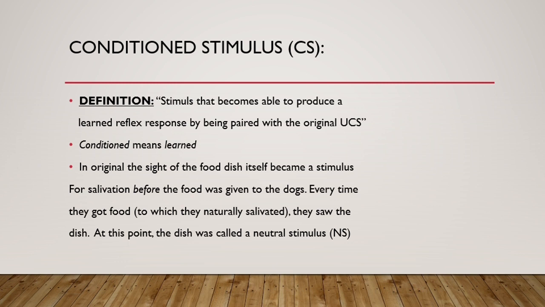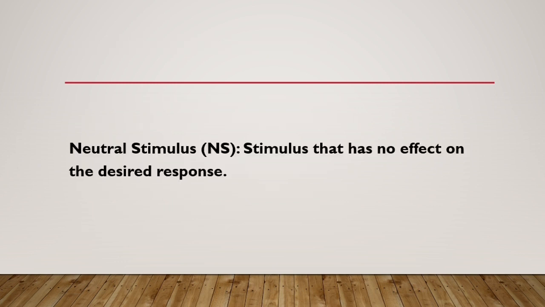Every time they got food, to which they naturally salivated, they saw the dish. At this point, the dish was called a neutral stimulus because it had no effect on salivation. After being paired with the food so many times, the dish came to produce the same salivation response, although a somewhat weaker one, as did the food itself. When a previously neutral stimulus, through repeated pairing with the unconditioned stimulus, begins to cause the same kind of reflexive response, learning has occurred. The neutral stimulus can now be called a conditioned stimulus. Unconditioned means unlearned, while conditioned means learned. A neutral stimulus is a stimulus that has no effect on the desired response.